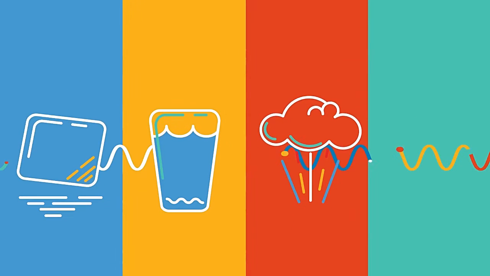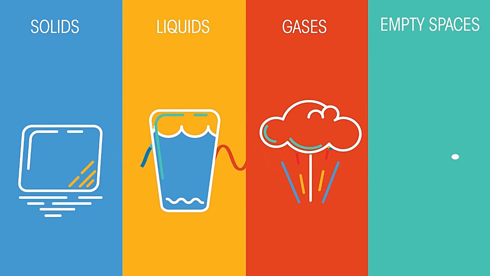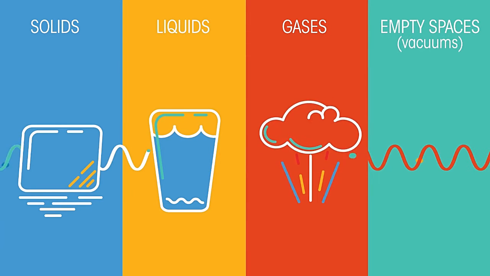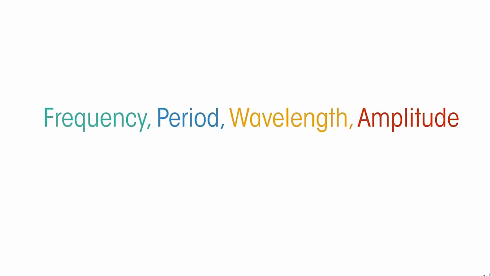Waves can transfer energy through solids, liquids, gases, and empty spaces, otherwise known as vacuums. There are two types of waves, which we will look at in more detail in another video, but the basic features are the same. These four words describe different properties of waves. Let us discover what each one means.